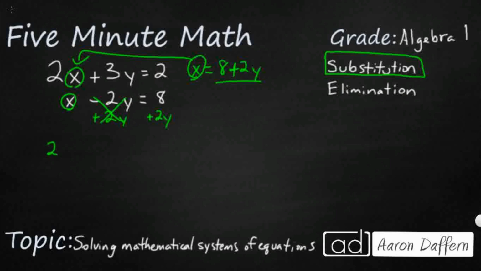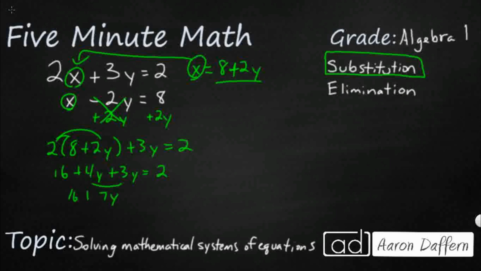So let's do it this way. 8 plus 2y plus 3y equals 2, right? And so now I need to distribute this out, so that's 16 plus 4y plus 3y equals 2. Combine like terms, so I've got 7y. And now I need to isolate that y here, so let's subtract 16 from both sides. I'm going to get 7y equals negative 14, divided by 7. Look at that. y equals negative 2.